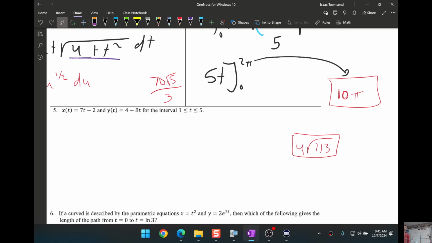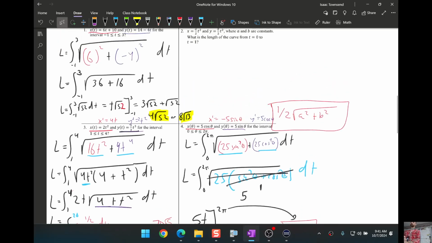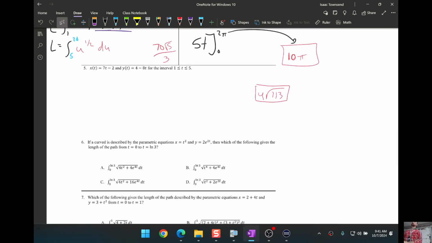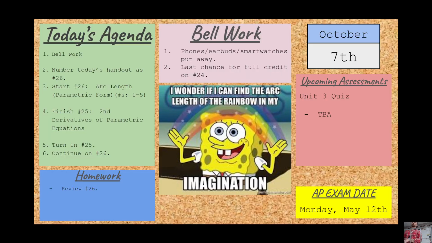Okay, let me offer one more time. Can I help with today's handout, number 1, 2, or 5? Any of those you're not getting the answer to. Okay, I'm gonna stop bugging you for questions, but of course you can ask if you do end up finding something. And I'm switching back to the agenda so you know what you need to do as you finish.